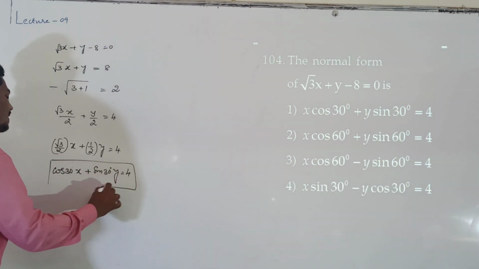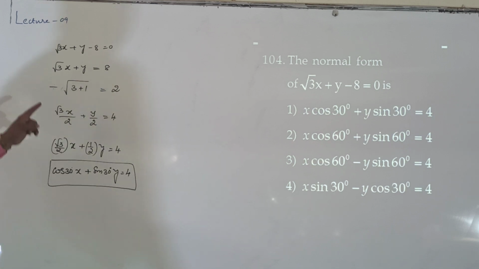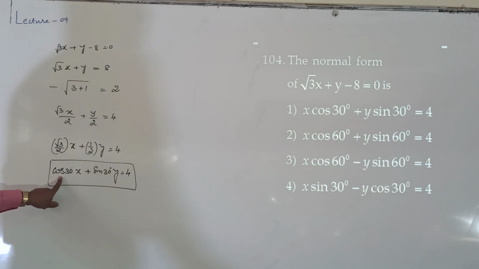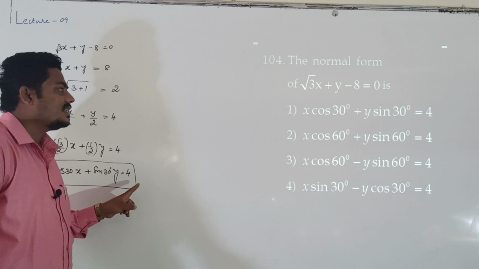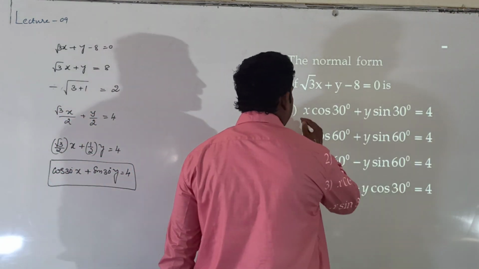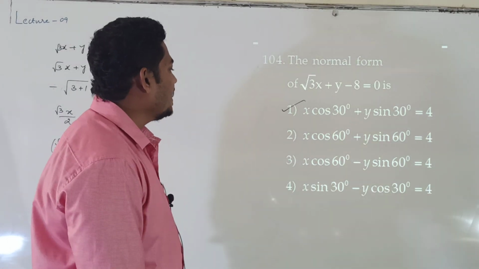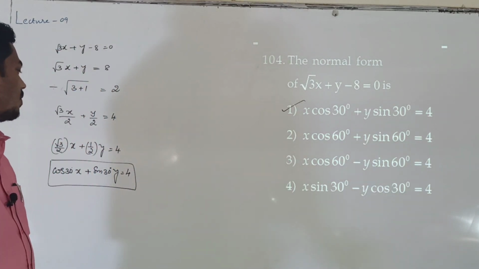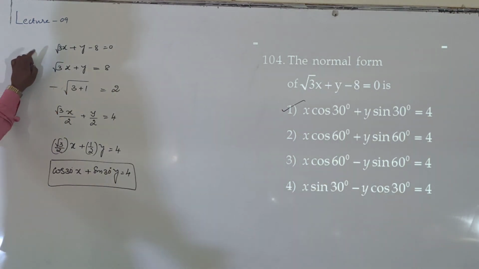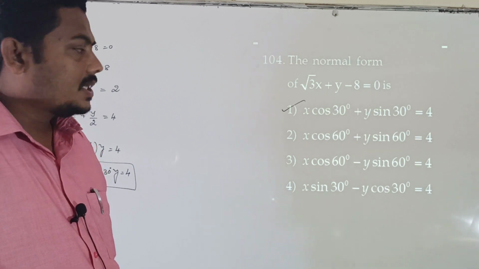Clearly this is our normal form. The normal form of the given equation is x cos 30 plus y sin 30 equal to 4. That is the first option itself, right? x cos 30 plus y sin 30 equal to 4 is the normal form of the given equation. That is the first option.